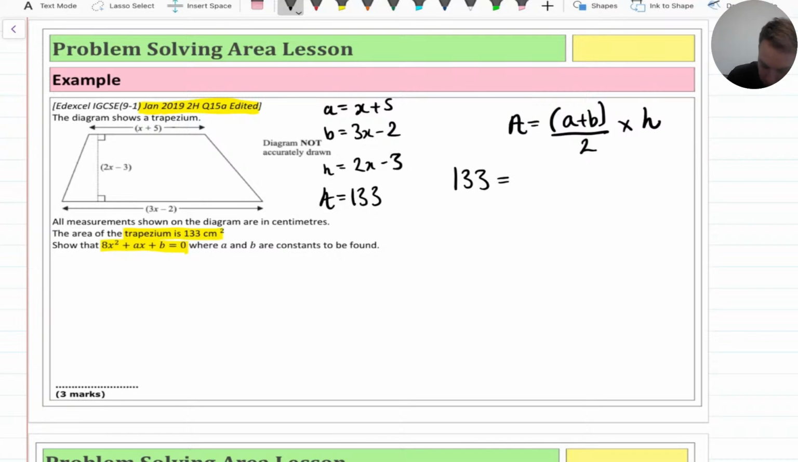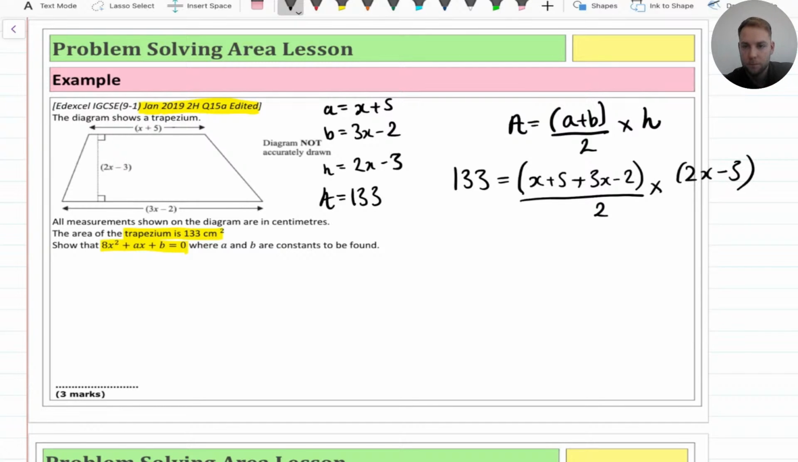133 is equal to a plus b, so that's going to be equal to, now a is x plus 5, plus b, which is 3x minus 2, all divided by 2, times h, which is 2x minus 3. So that's our first part. I've written down my formula and I've substituted everything in.